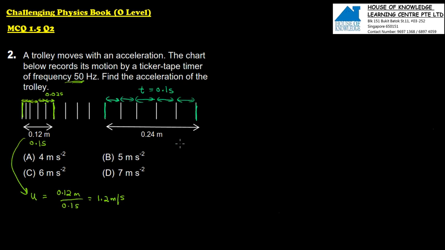So using the same method, we find that the final velocity is 0.24 divided by 0.1. So it's 2.4 meter per second, right? Now, how do we find acceleration? Acceleration is v minus u over t, right? Well, you know v is 2.4, u is 1.2.